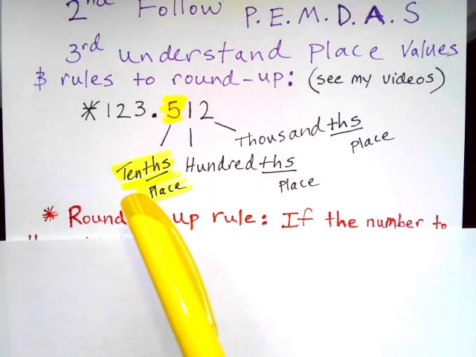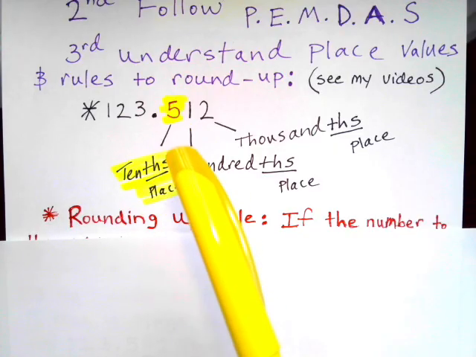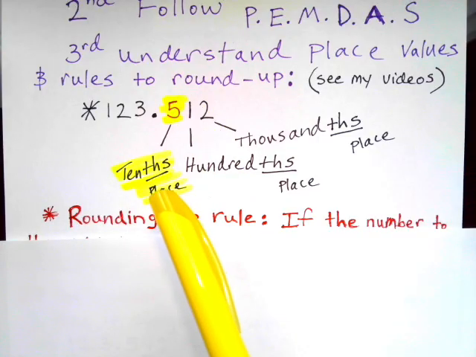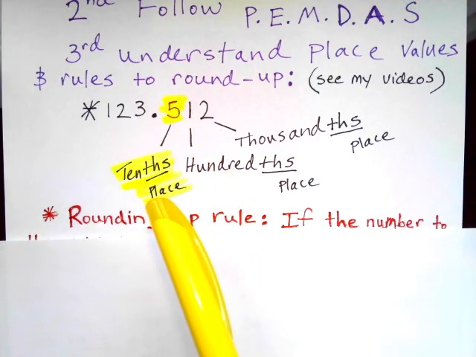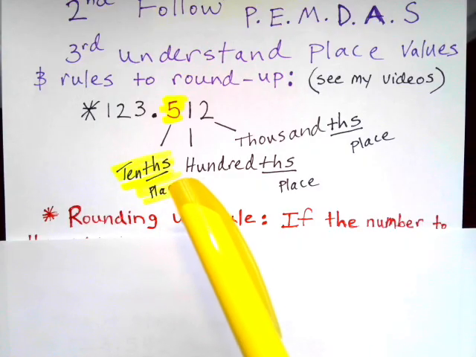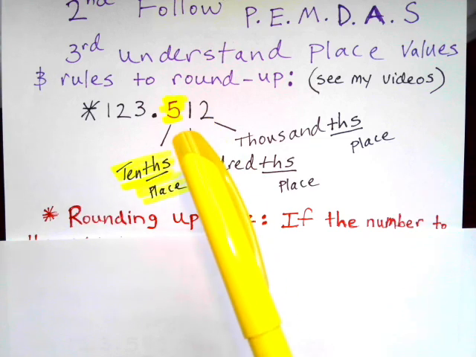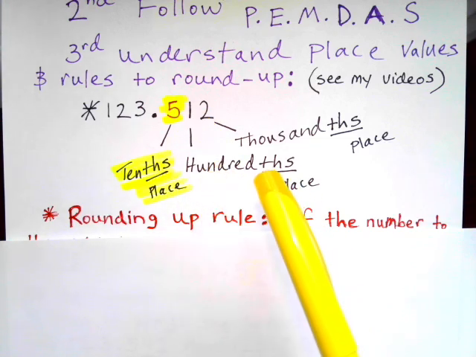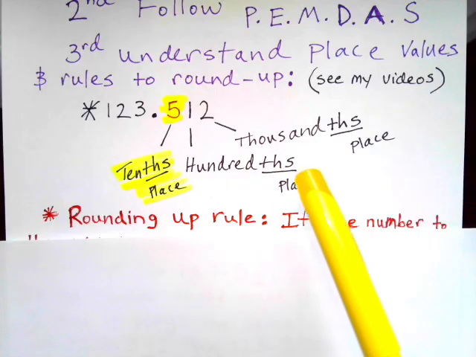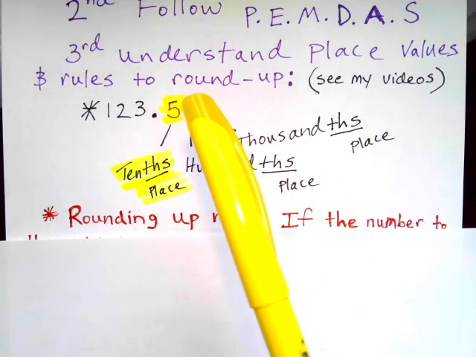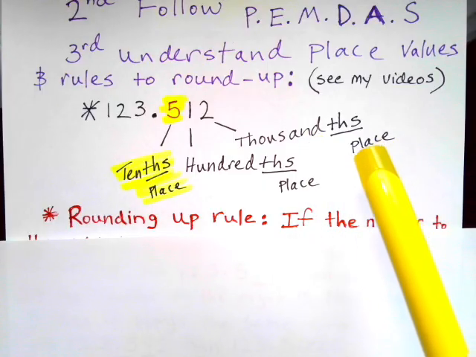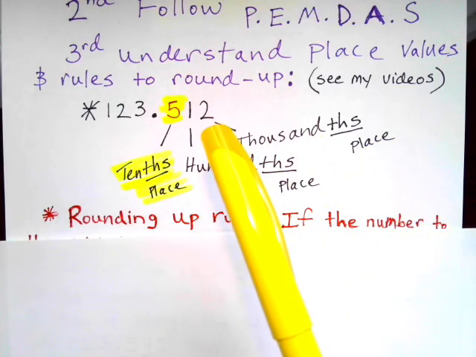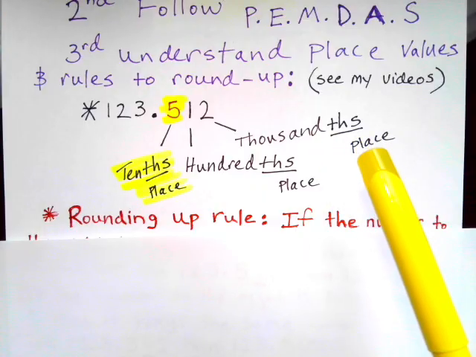This here is the tenths place, T-H-S, the tenths place. And in the answer, they want you to include the tenths place. But they could very easily, on some of the questions, ask you to round to the hundredths place, right? So the hundredths, that's how you say it, hundredths place, here is a value of 1. And the thousandths place is 2, right? 2 is the thousandths place.